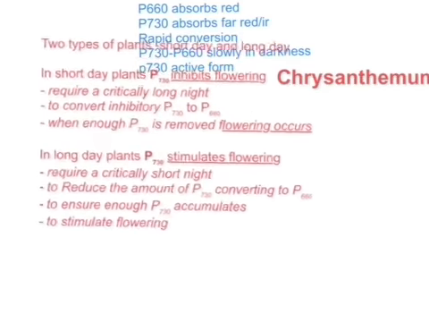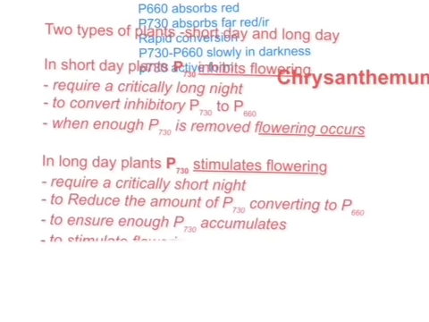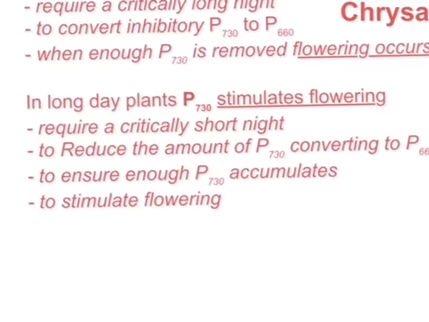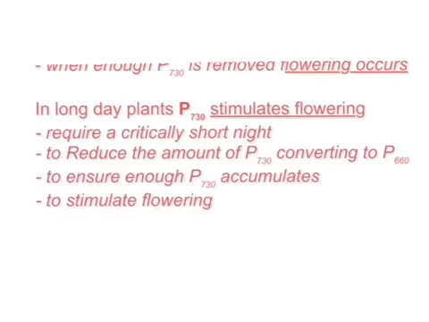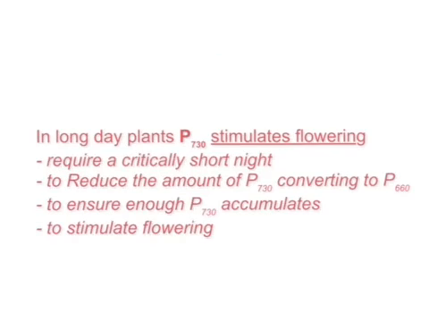In long day plants, however, P730, you say, stimulates flowering, and this requires a critically short night. Why? Well, we want to hang on to our 730. So we want to prevent 730 converting to 660 at night. That's why it's a short night, and then this critical, that'll come up in a minute. To ensure enough P730 accumulates, remains, to stimulate flowering.